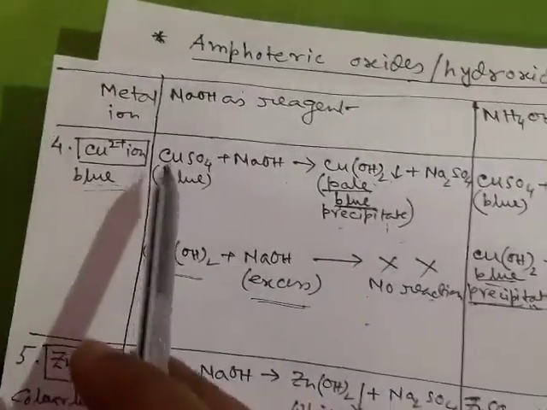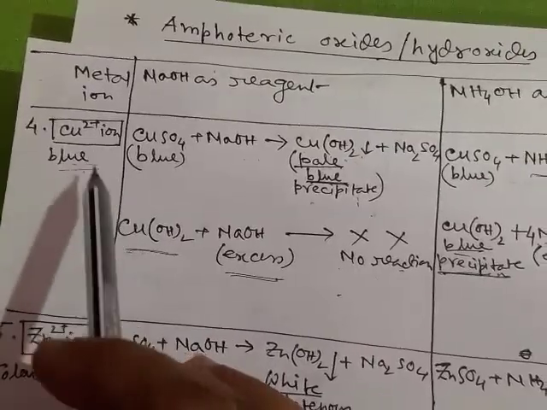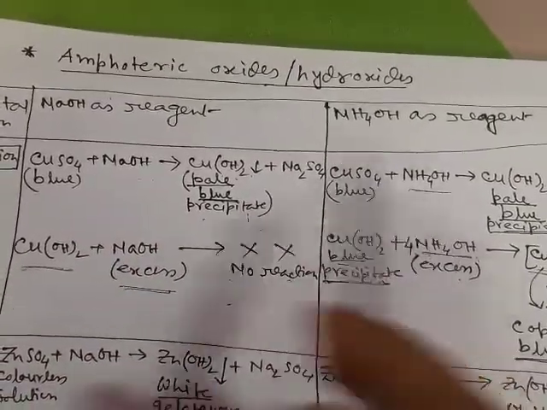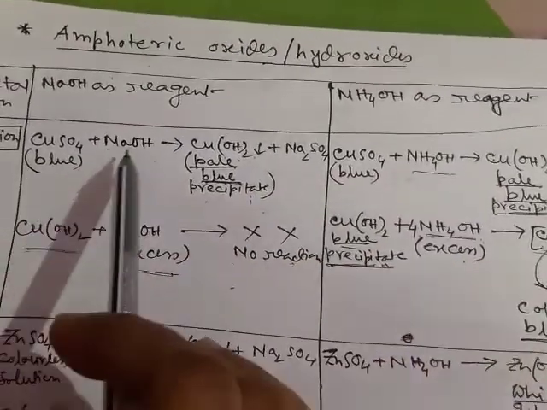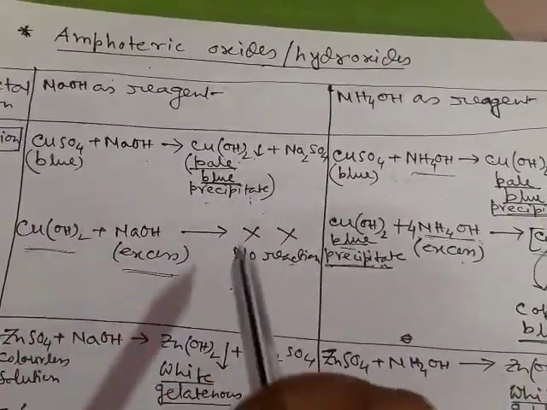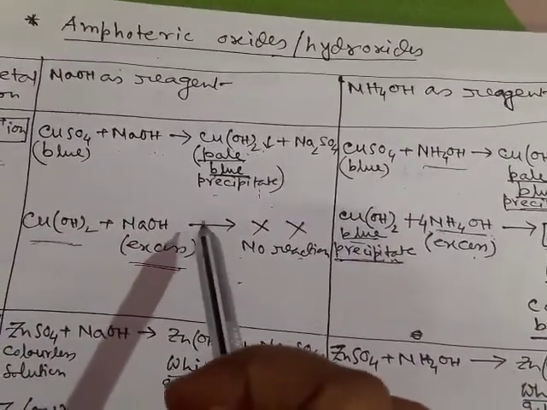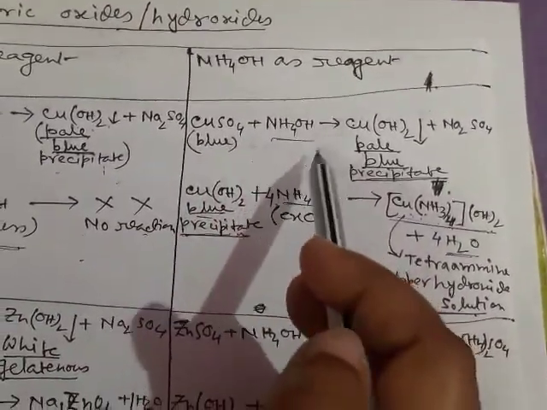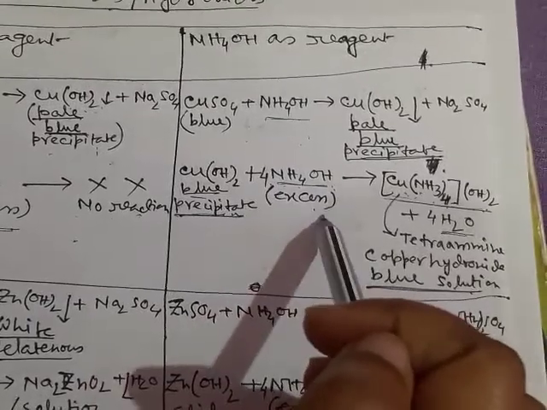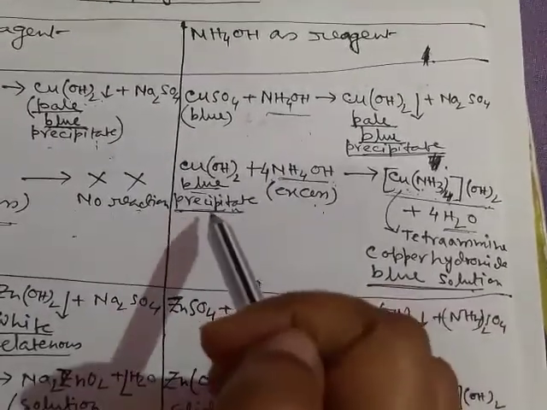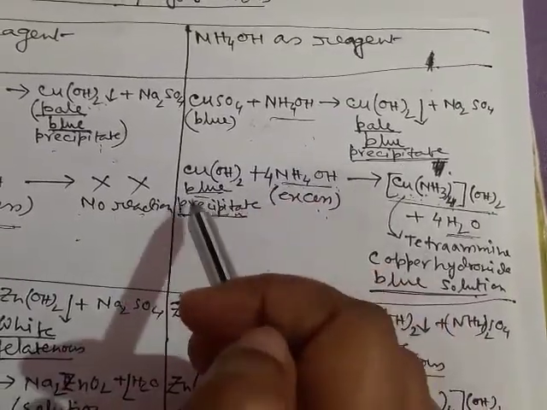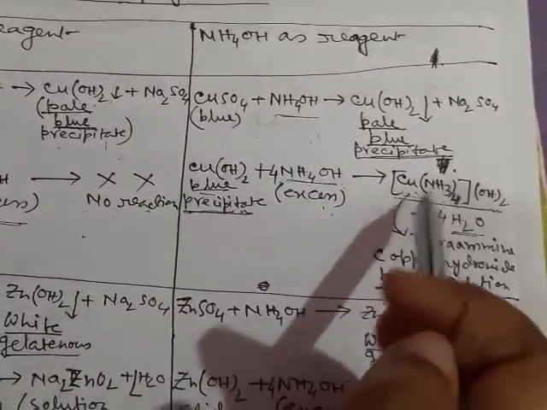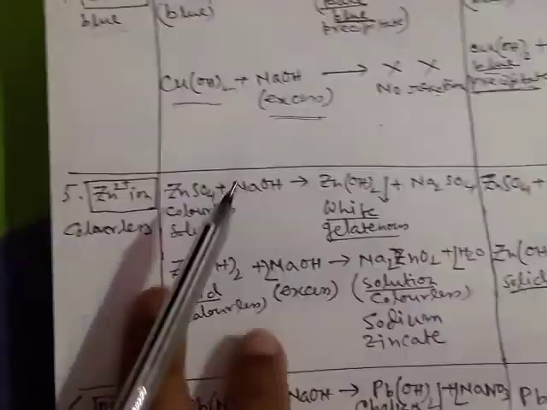So, using the copper ion solution, we can differentiate sodium hydroxide and ammonium hydroxide. For sodium hydroxide solution, excess sodium hydroxide does not change the precipitate, whereas for ammonium hydroxide solution, in the presence of excess ammonium hydroxide, the precipitate becomes soluble.